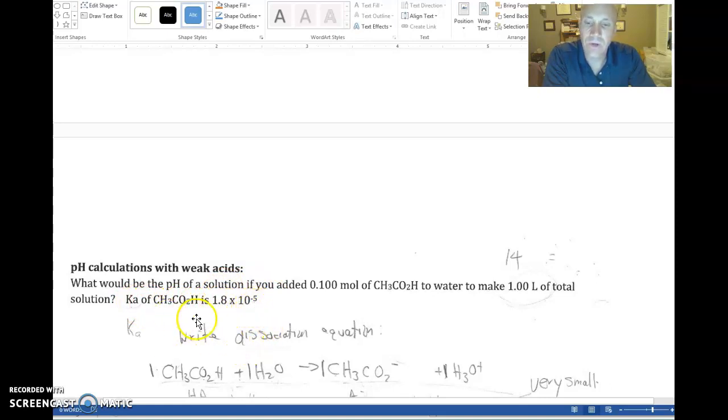Again, we can't use the method that we used before, because if you add this to water, most of this, but not all of it, will dissociate. So we can't do this from a stoichiometry perspective.